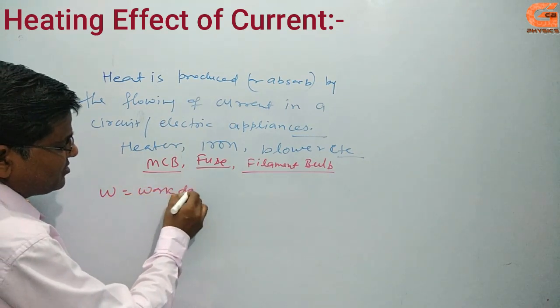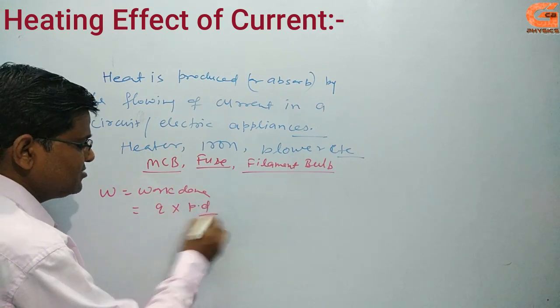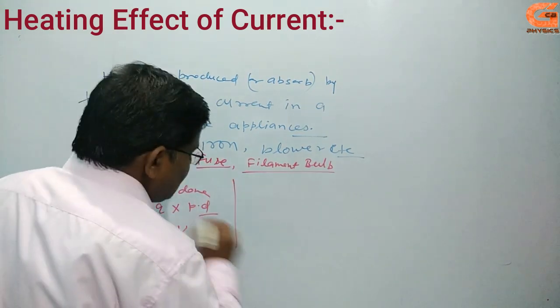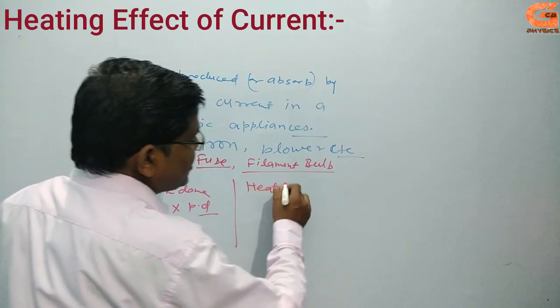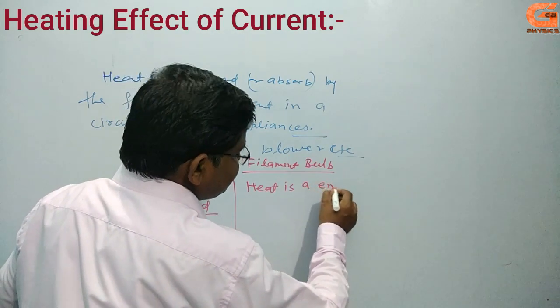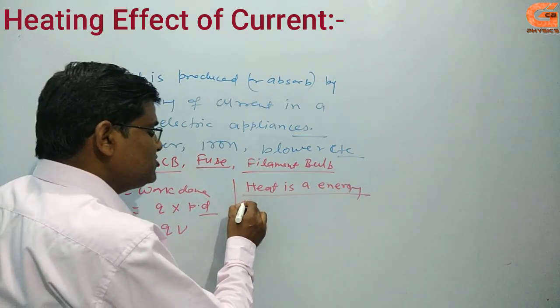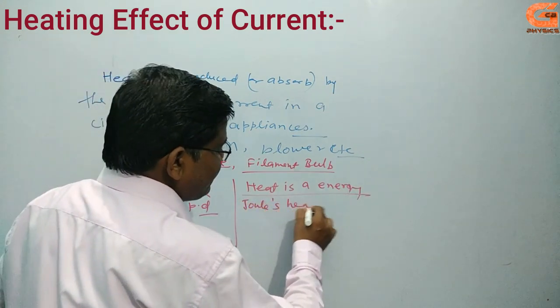And actually, work done means what? Charge into potential difference, generally written as QV. And heat is an energy. Joule found this, and this is also known as Joule's heating effect.